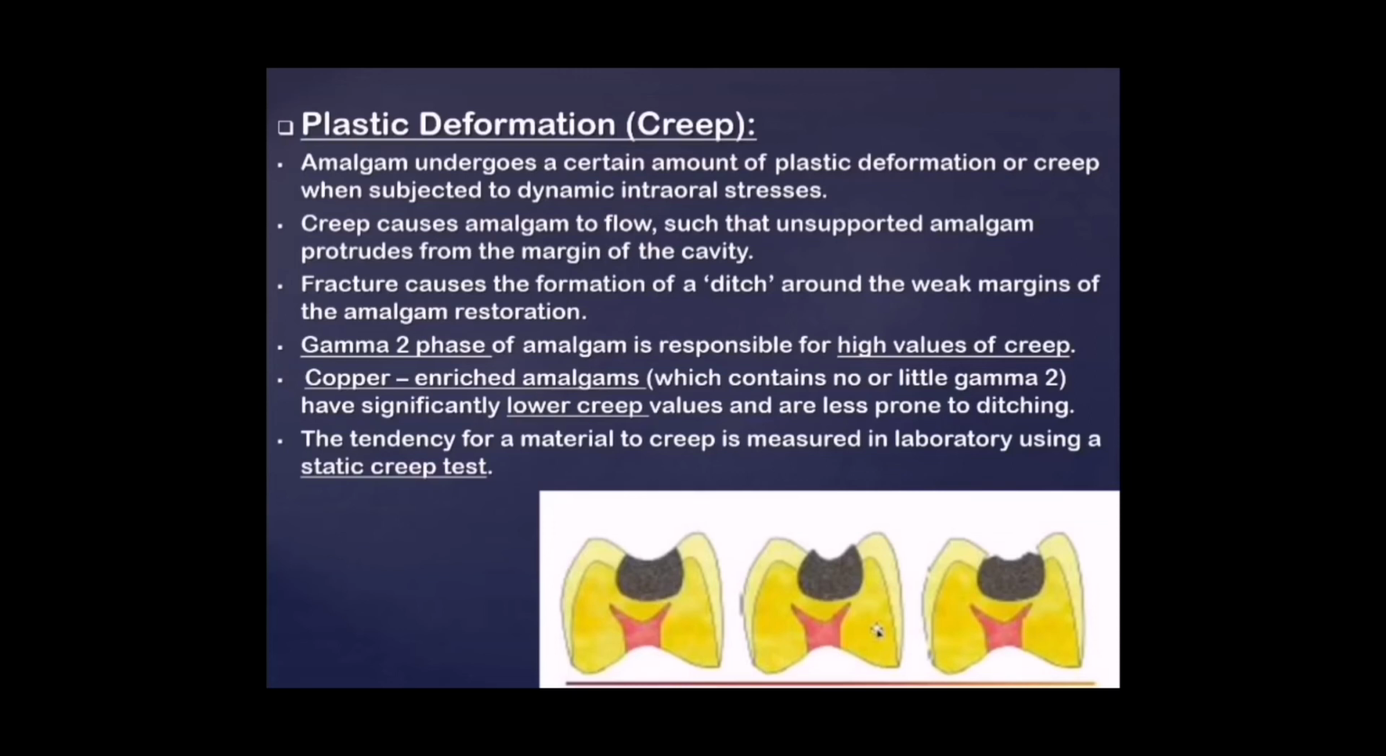may cause secondary caries. The gamma 2 phase of the amalgam is responsible for the high value of creep. Copper enriched alloys which contain no or little gamma 2 have significantly lower creep values and are less prone to ditching. The tendency of a material to creep is measured in the laboratory using a static creep test.